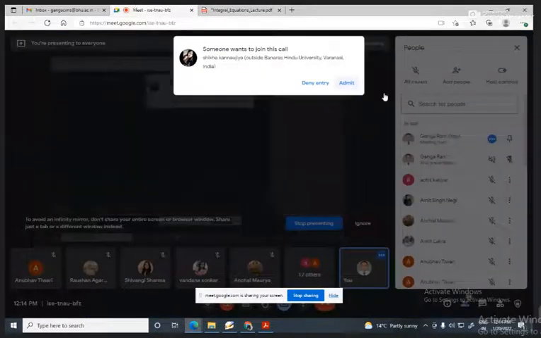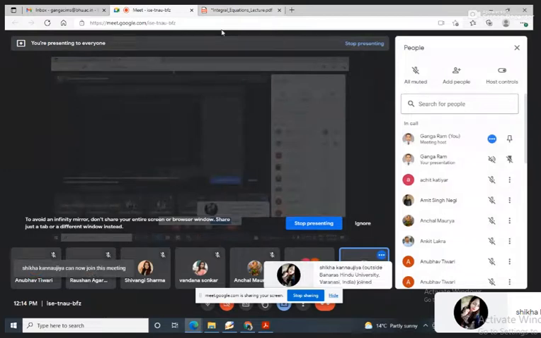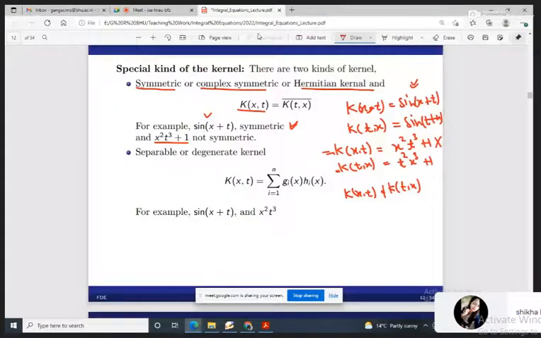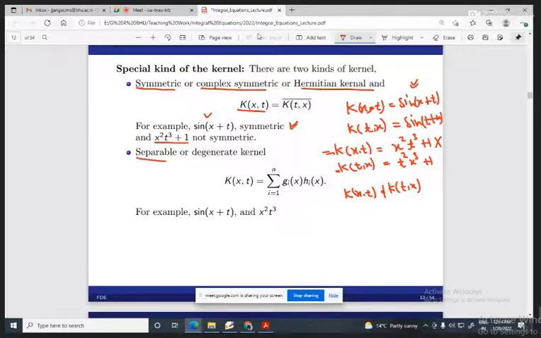It is clear? It is clear? Yes, sir. Okay, and next one is the separable kernel, and also it is called the degenerate kernel.